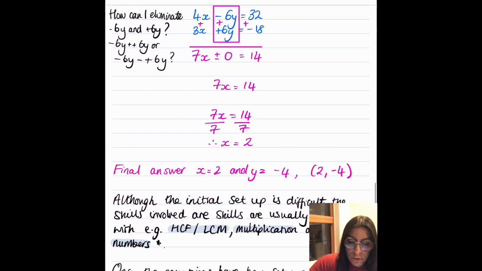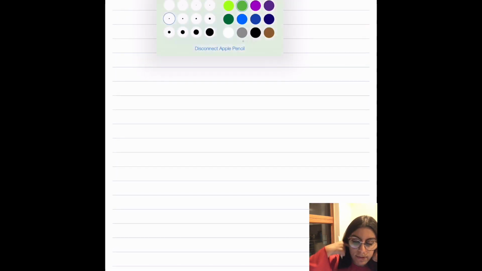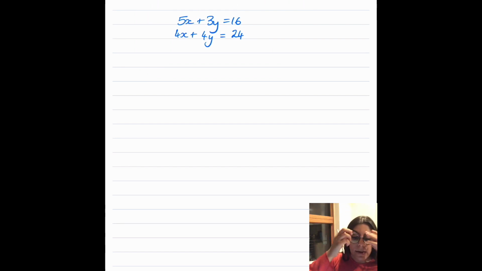So, quick tutorial. New set of equations. I'm going to set this up, and this time around I'm going to do my working out in green so that it stands out. I've picked an example where neither set of variables are the same. So I have 5x plus 3y equals 16, 4x plus 4y equals 24. My coefficient of x is different, my coefficient of y is different. So I'm going to have to go about setting these up.